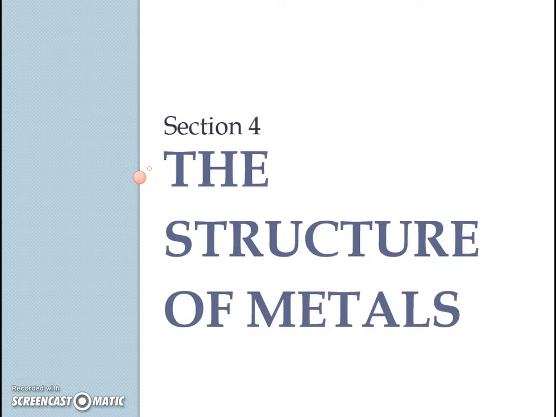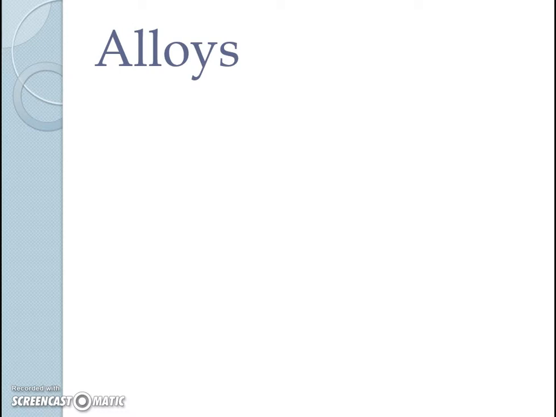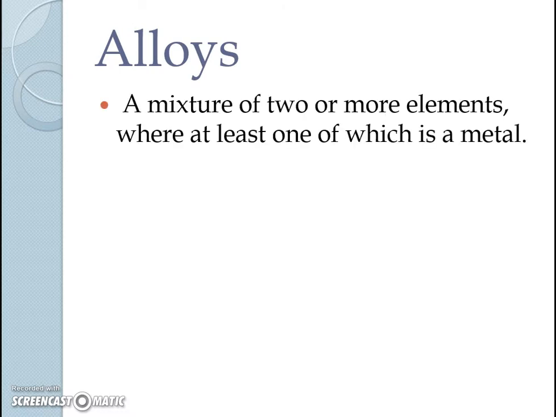All right, last section, section 4, structure of metals, and this is just a brief touch on this. Metallic bonding is between a metal cation and the shared electrons that it has around it with other elements. So usually with other metals. And when we get mixtures of 2 or more elements that are metals, we usually call them alloys. So we have copper, we could have steel alloys, etc. And that's it for chapter 6.